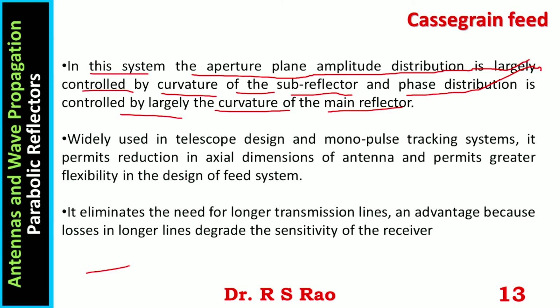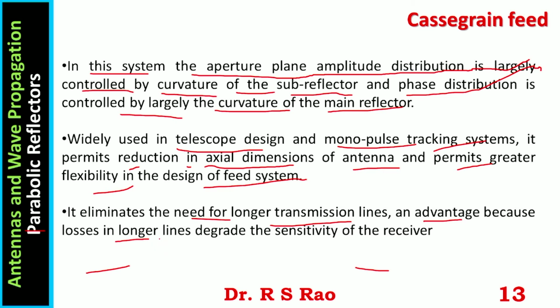It is widely used in telescope design and monopulse tracking radar systems. It permits reduction in axial dimensions of the antenna and permits greater flexibility in the design of the feed system. It eliminates the need for longer transmission lines. It is an advantage because the losses in longer lines degrade the sensitivity of the receiver.